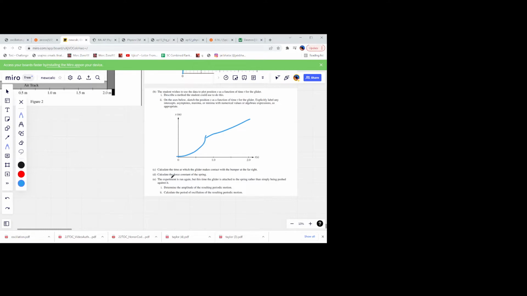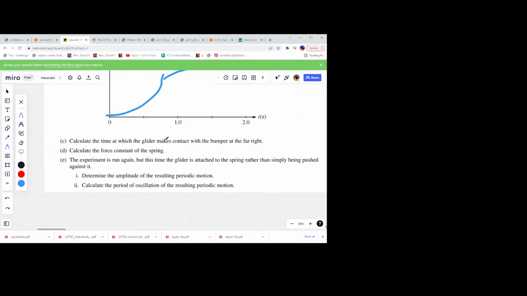Determine the force constant of the spring. Okay, this is conservation of energy for sure. So 1/2 kx squared is going to be equal to 1/2 mv squared. We know v, we solve for k. Whatever. Okay. Determine the amplitude of the resulting periodic motion.